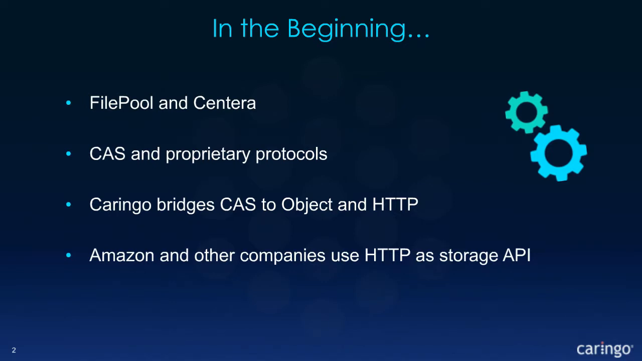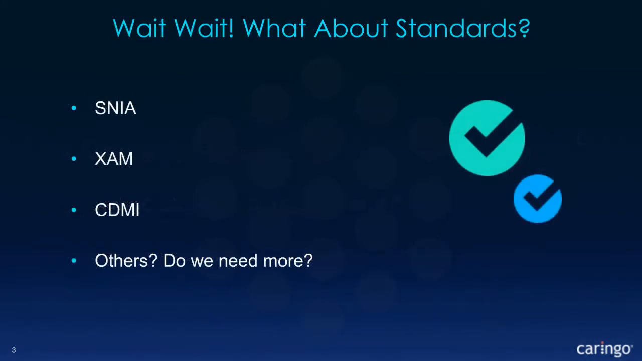This was a pretty big leap, actually. You know, hypertext transfer protocol really was thought of in the beginning as something for web pages and then something for more static content. And using it as a storage API was a big, really a big step forward.